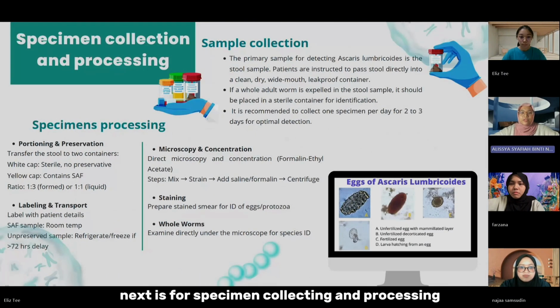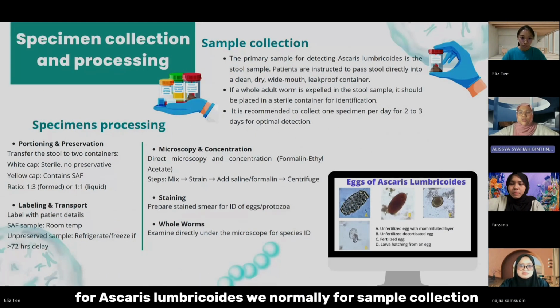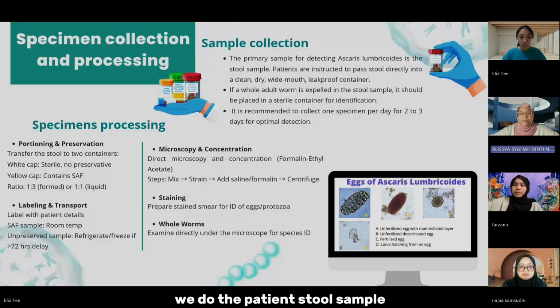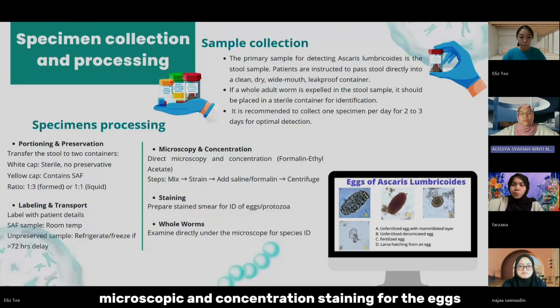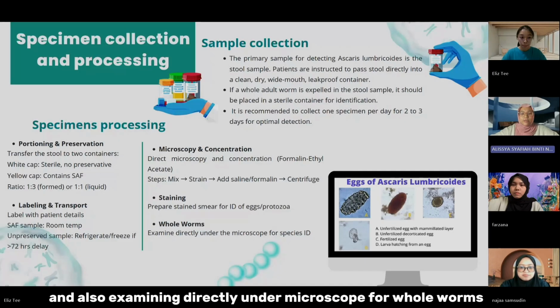Next is specimen collection and processing. For Ascaris lumbricoides, for sample collection, we normally use a patient stool sample. Processing involves a few steps: portioning and preservation, labeling and transport, microscopy and concentration, staining for the eggs, and also examining directly under the microscope for whole worms.